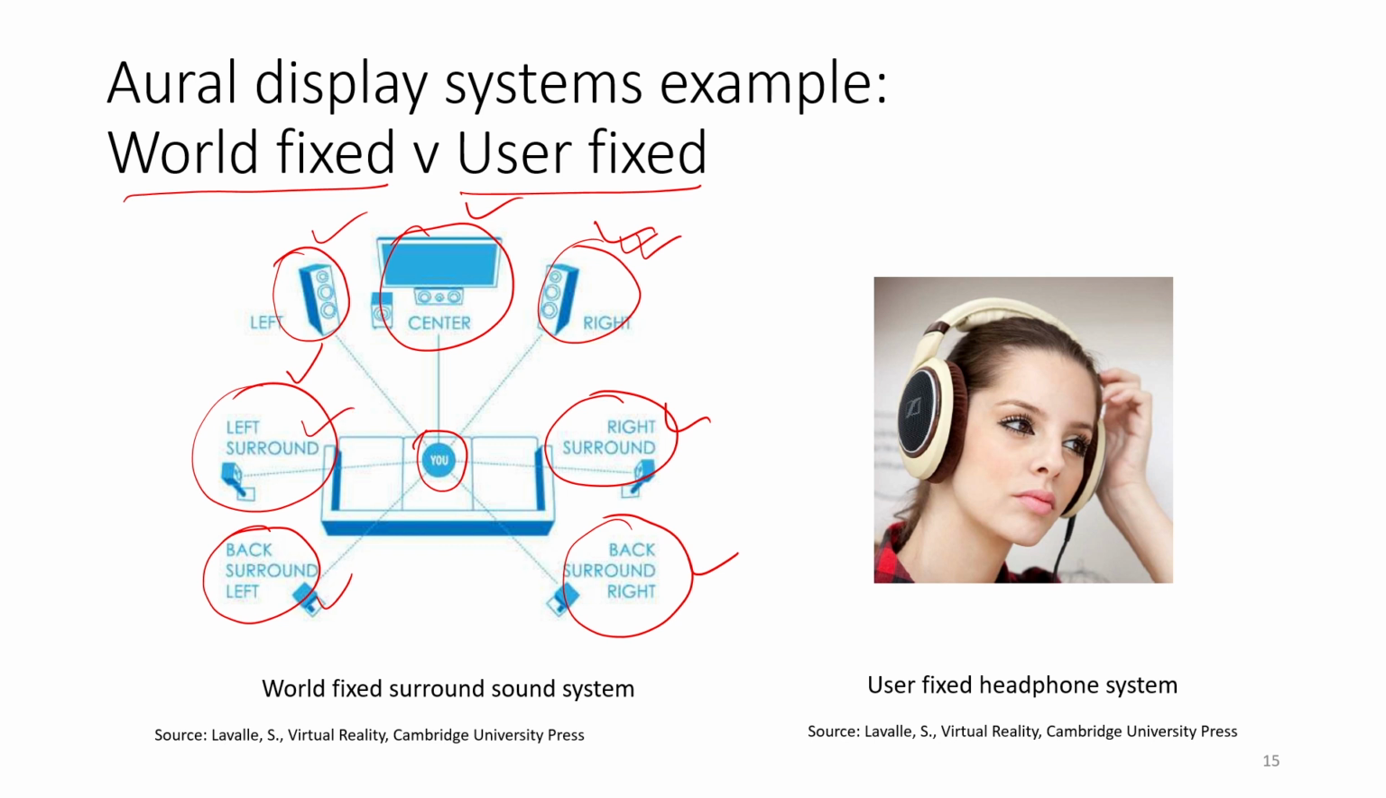The other type of aural display system is where the user is fixed. So, for instance, if you put on some headphones, that is a user fixed headphone system. In this case, on the left you could be anywhere, you could be moving, and the speakers move with you. So, they are fixed to the user.